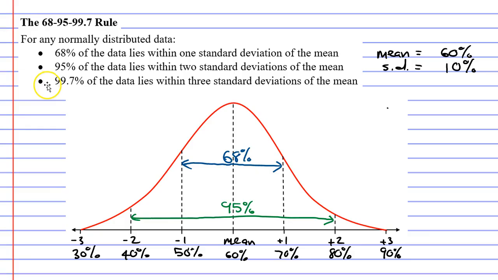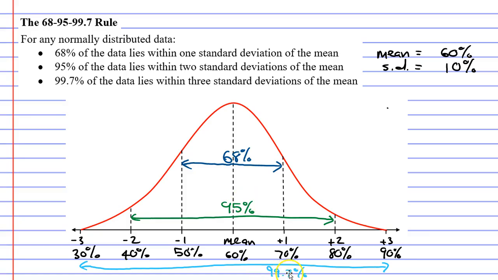When we look at the third dot point, 99.7% of the data lies within 3 standard deviations of the mean. That means if we look at the +3, which is 3 standard deviations to the right of the mean, and the -3, 99.7% of the students got a mark between these 2 intervals. So almost the whole class got a mark between 30 and 90%. There's only 0.3% left over.